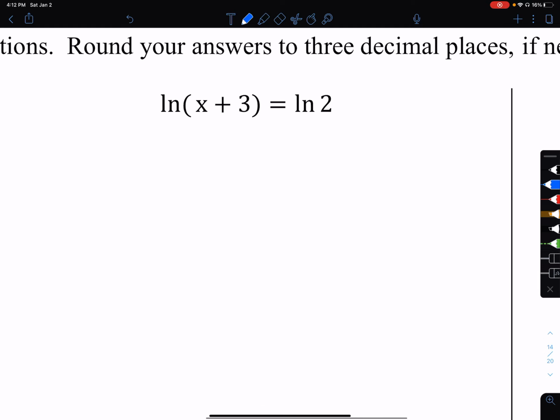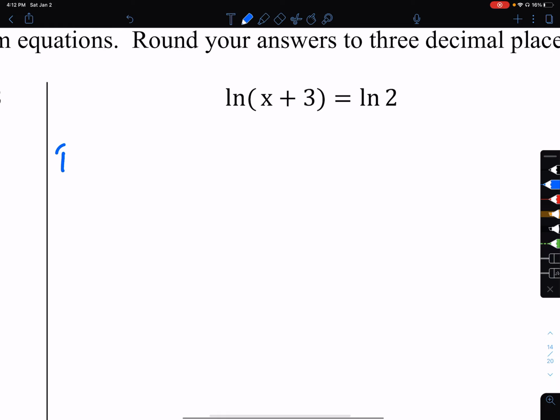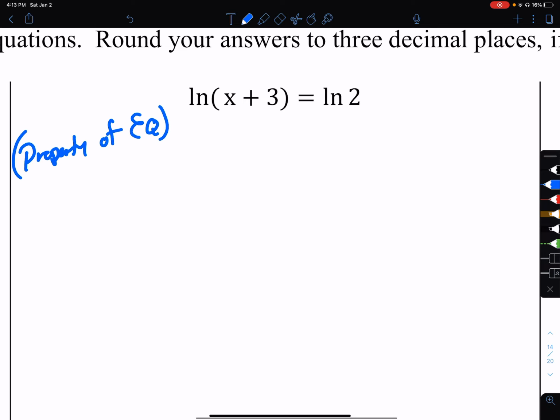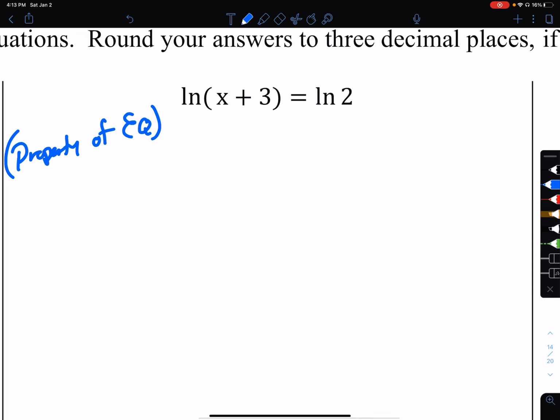Let's check out this little fella. We have natural log equals natural log. Well, the property of equality says if I have one log equal to another log and they have the same base, I can just set the arguments equal to each other. So I get x is -1.